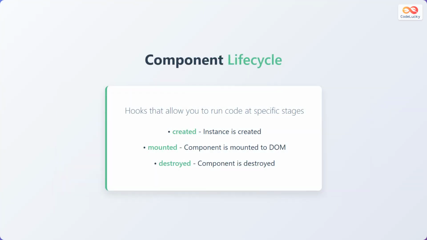Vue components have a lifecycle with specific hooks that allow you to run code at different stages. The created hook runs after the component instance is created, but before it's mounted to the DOM. This is perfect for initializing data or making API calls. The mounted hook executes after the component is inserted into the DOM, ideal for accessing DOM elements or setting up third-party libraries. The destroyed hook runs when the component is removed. Use this for cleanup, like removing event listeners or canceling timers. Understanding these lifecycle hooks is crucial for building efficient Vue applications.